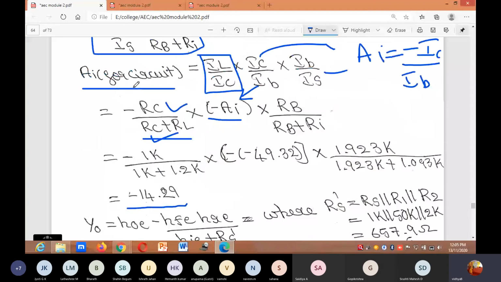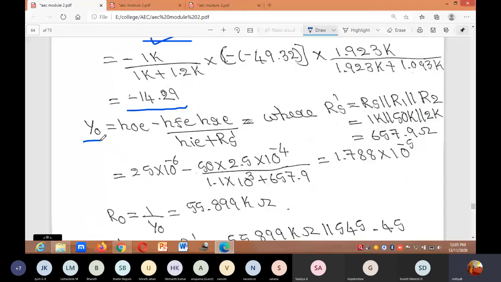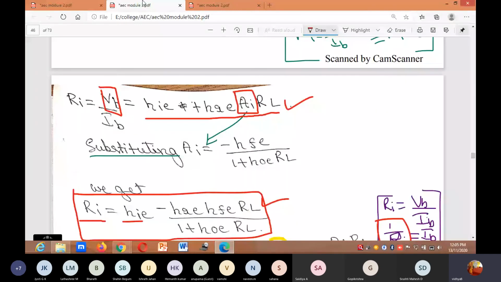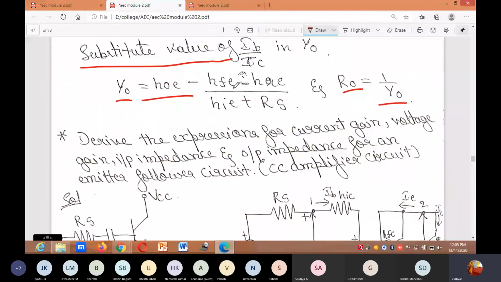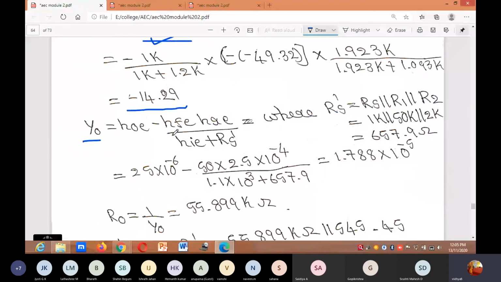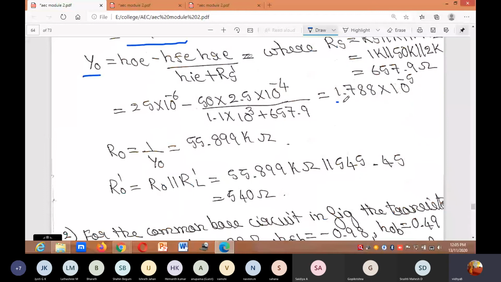Next, Y naught. Y naught is equal to what? We got Y naught is equal to HOE minus HFE into HIE divided by HIE plus RS. We know the values, so substitute and you will get Y naught is equal to 1.788 into 10 to the power of minus 5. But what we want is output resistance. This is output admittance, so R naught is equal to 1 divided by Y naught.